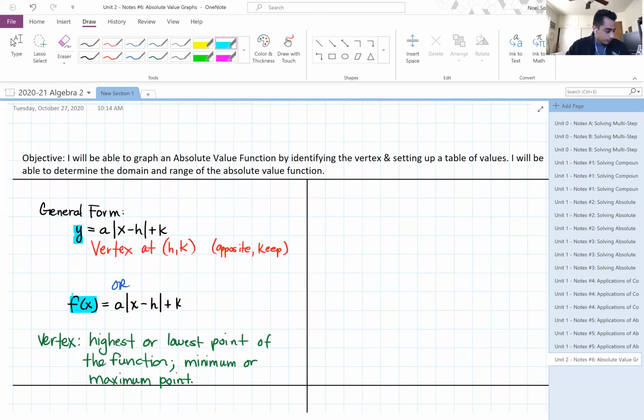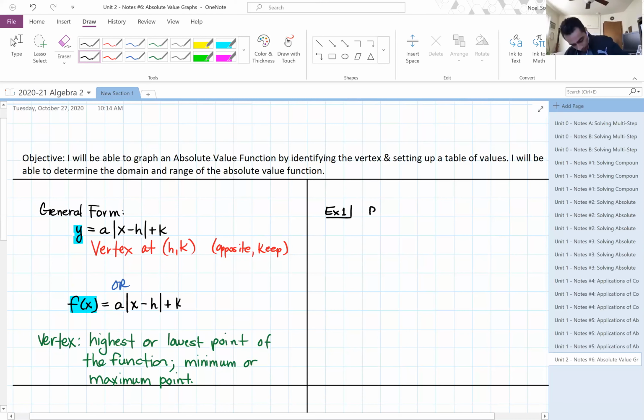All right. So that's kind of the introduction into everything right now. Okay. So the first thing I want to do is graph the parent function. And we kind of saw this over and over in Desmos. But I want to formalize it.